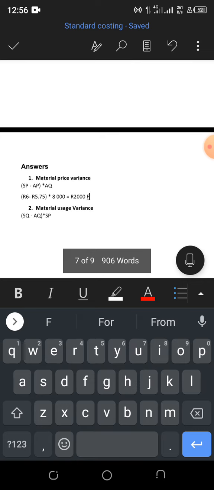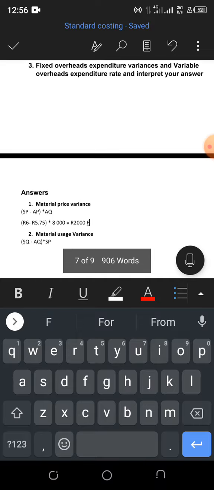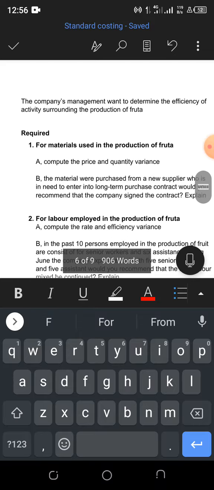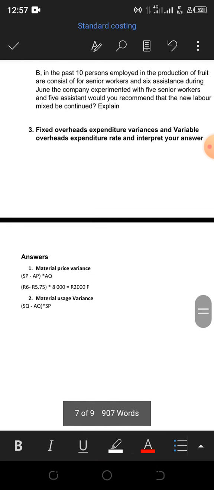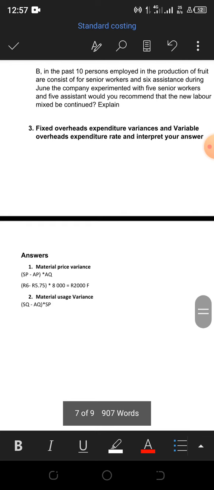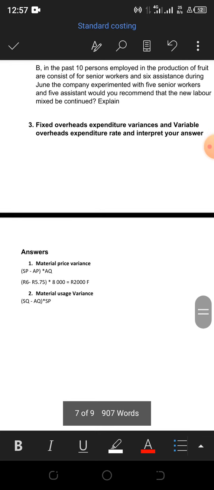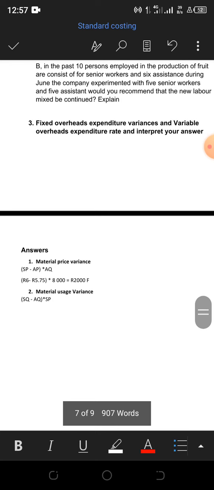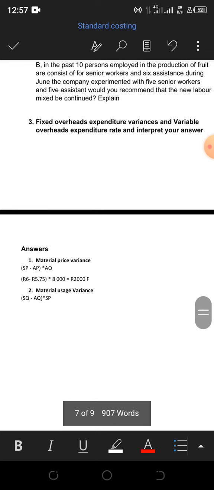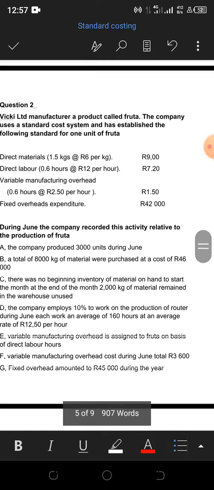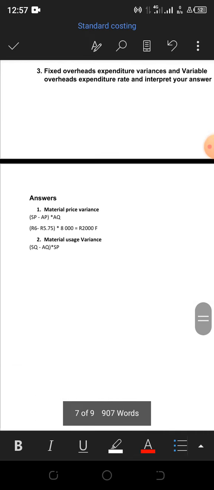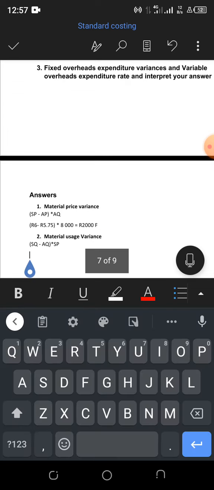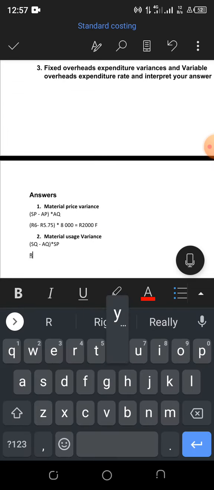Okay. Then number two is material usage variance, which is the same as quantity variance. The formula says the standard quantity minus the actual quantity, multiplied by the standard price. Now let's check. Do we have the standard price? Yes, we have the standard price. Our standard price is 6 rand. Then let's proceed. This is the amount that we are going to multiply.